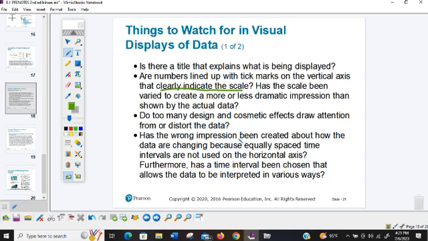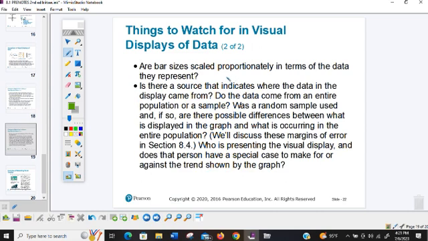Has the wrong impression been created about how the data are changing because of the equally spaced time intervals? Are they equal? Are they not? Make sure you check that out. It says, has a time interval been chosen that allows the data to be interpreted correctly? Are the bar sizes scaled proportionately? Okay, and we're going to look at one that's an example of that next as well.